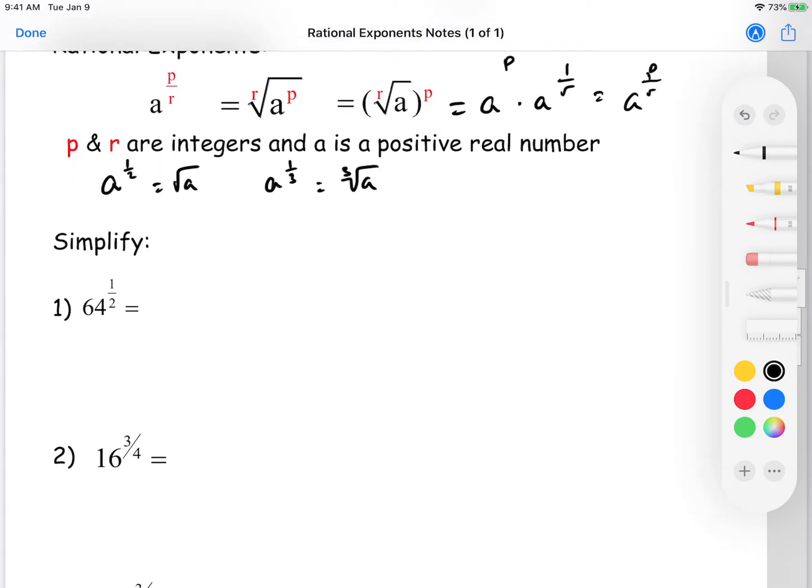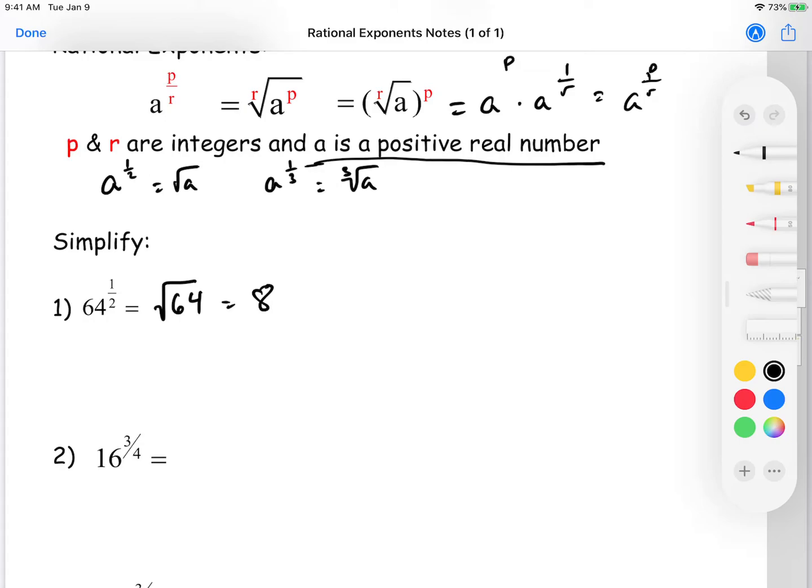If I want to simplify 64 to the 1/2 power, this is the square root of 64. And what's the square root of 64? It's 8. Normally, because it's the square root, I would say plus or minus 8, but for the sake of what we're doing here today, we're just going to always assume that whatever we're taking the root of is a positive real number. So we're always going to assume the positive coming out. We're not going to need the absolute values or the plus or minuses.